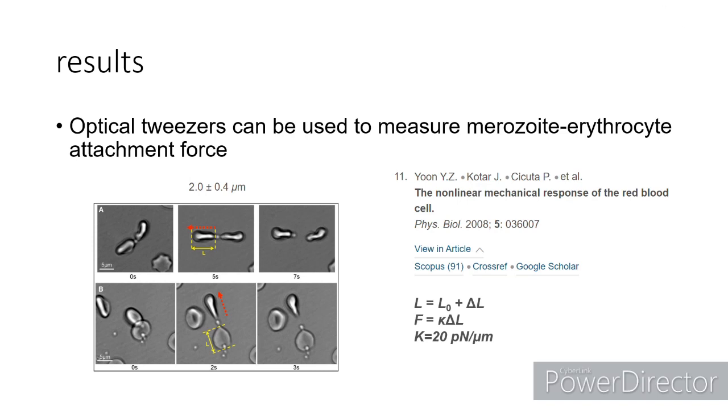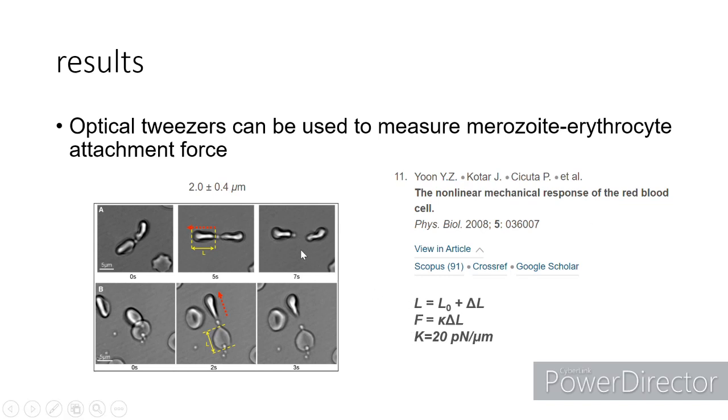This is the third result. Optical tweezers can be used to measure merozoite to erythrocyte attachment force. As shown by research in 2008, it shows the mechanical response of the red blood cell, and the deformation of the red blood cell can be calculated into force by using these equations.